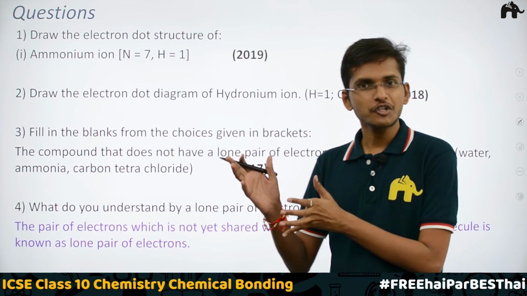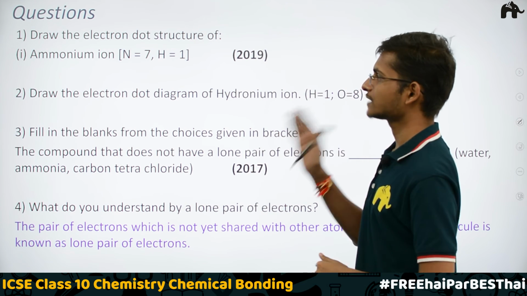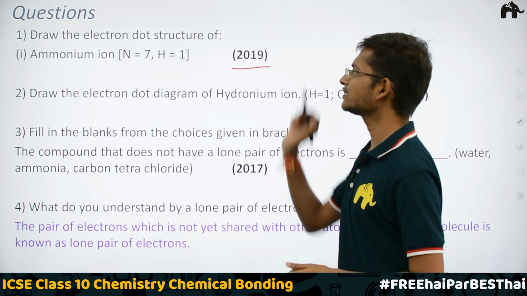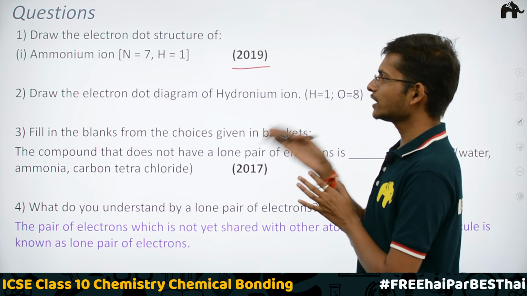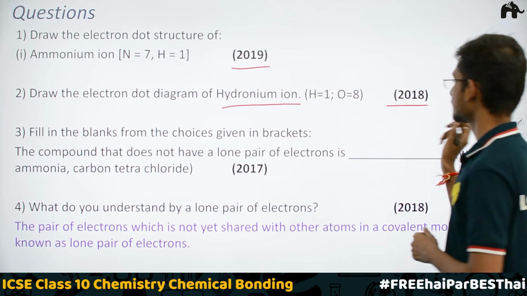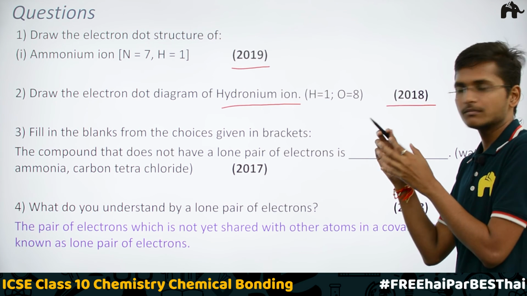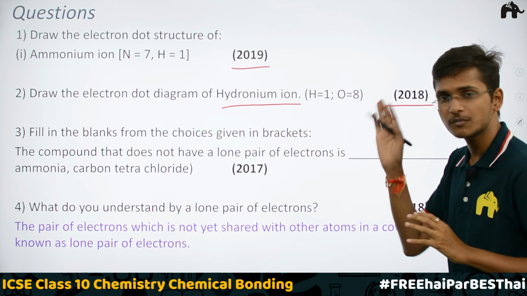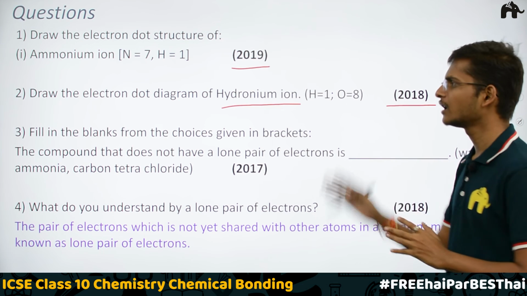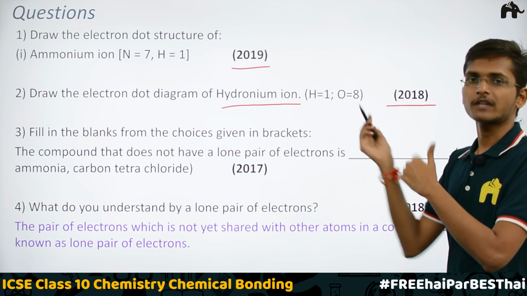Now it's time to see some questions. The first is: draw the electron dot structure of the ammonium ion, asked in 2019. We already know this, right? Draw the electron dot diagram of the hydronium ion. This is the second question, asked in 2018. So you can see that electron dot structures of species having coordinate bonds are also being asked in the examinations. We have already studied this. You can pause here, try drawing it on your own, and then resume.